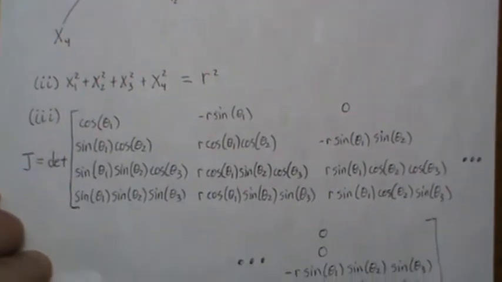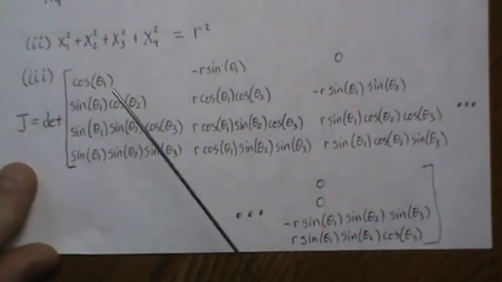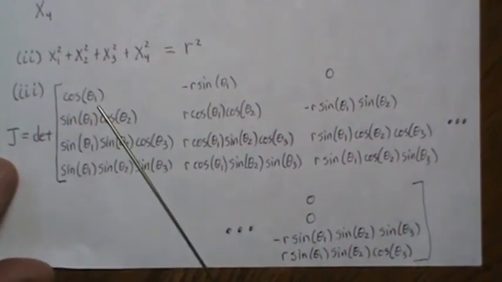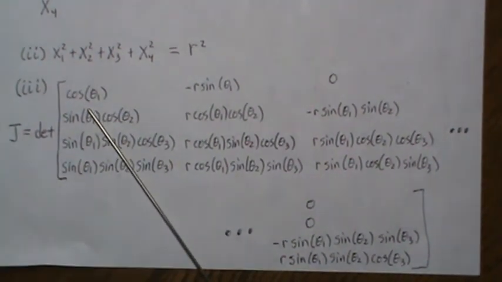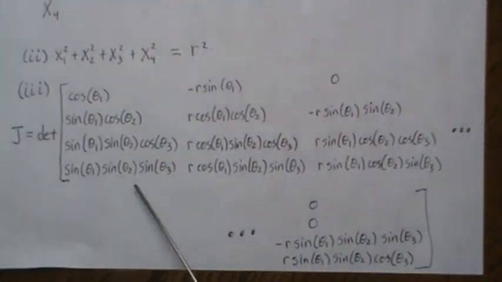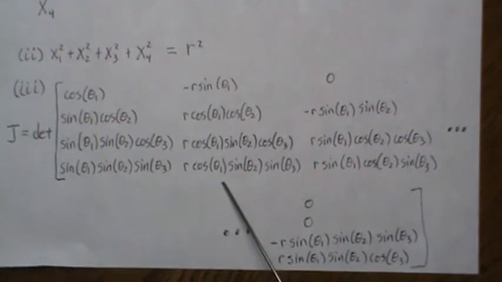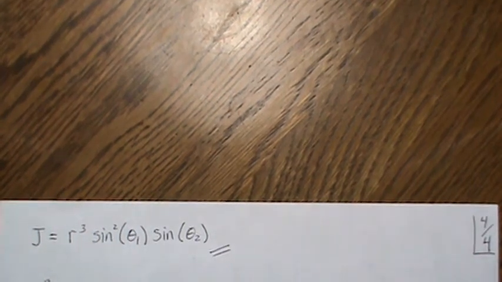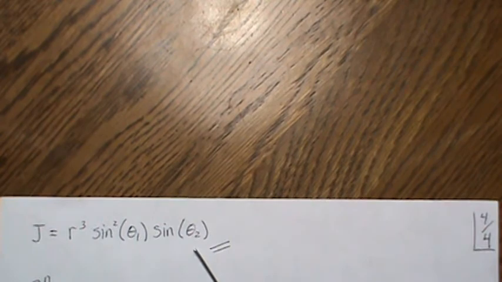So now the Jacobian. This is a 4x4 matrix, so I couldn't put it all on the same page. So this is the partial of x1 with respect to r, partial of x2 with respect to r. These partials are with respect to theta 1, theta 2, theta 3, and I'm going to let you go through that on your own. And then to take the determinant, you get this, r cubed sine squared of theta 1 sine of theta 2.